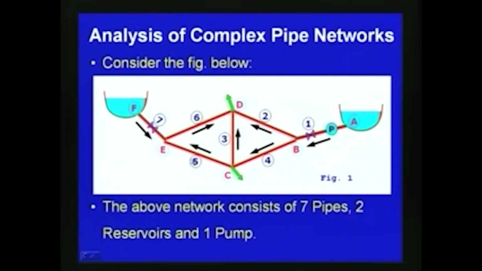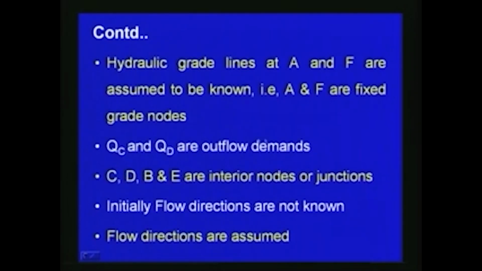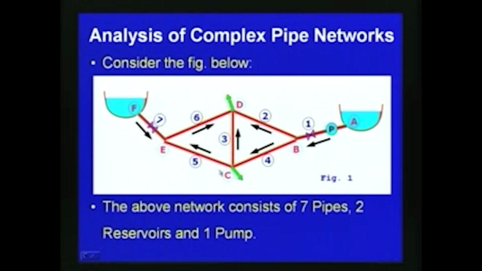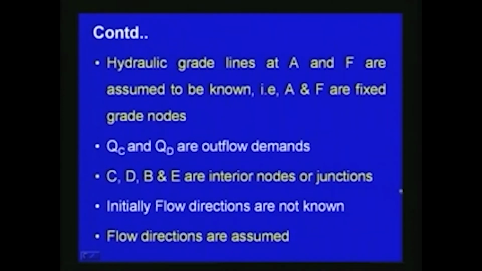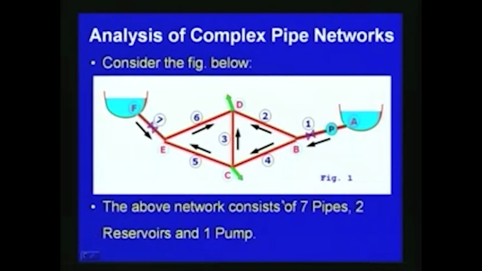And then in this system, from C and D the flow is going out. The discharges QC and QD are outflow demands, and C, D, B and E are interior nodes or junctions. So, we have 4 interior nodes or junctions, and initially, as we discussed, the flow directions are not known. So, we can assume the flow directions.